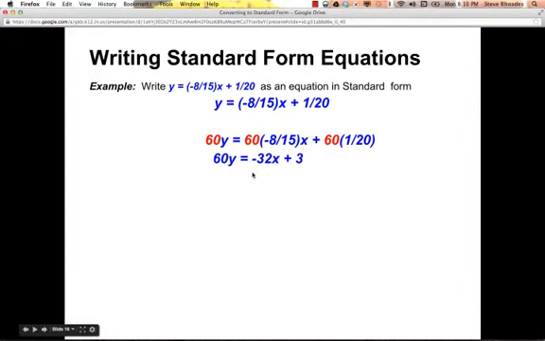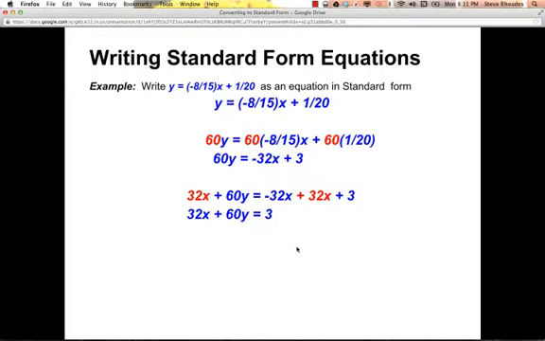When we do that, 60 times y is 60y. If we take 60 times negative 8/15, that simplifies down to negative 32x. And if we take 60 times 1/20, that simplifies to 3. Now we need to move the negative 32x to the other side of the equation. We do that by adding 32x to both sides of the equal sign. And we're left with 32x plus 60y equals 3.